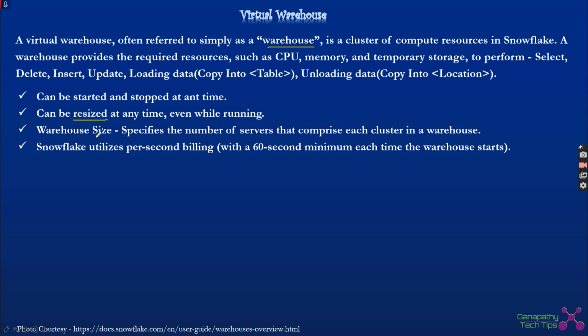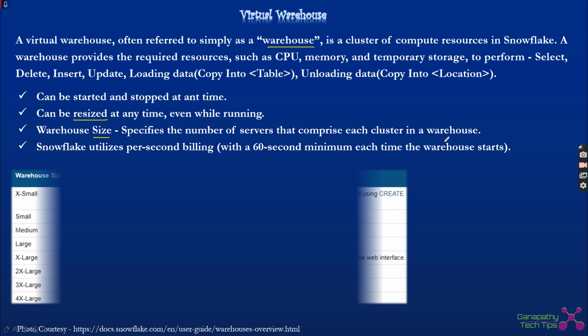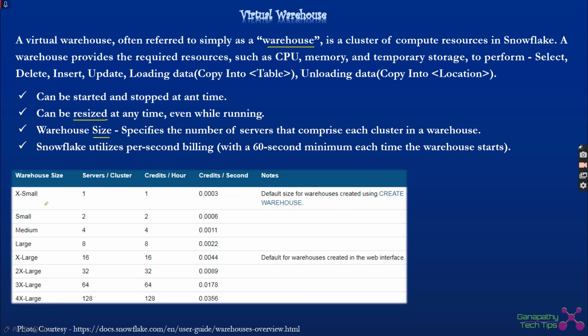So what is the warehouse size? The warehouse size specifies the number of servers that comprise each cluster within the warehouse. Snowflake offers the warehouse sizes in the form of t-shirt sizes. It starts with XS, which is extra small, and ends up with 4X large. The starting warehouse size in Snowflake is X-small, which comprises only one server. The credits consumed by that is 1 credit per hour. If you minimize it to per second, it will be something like 0.0003.